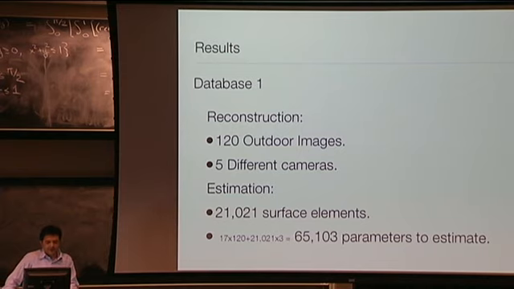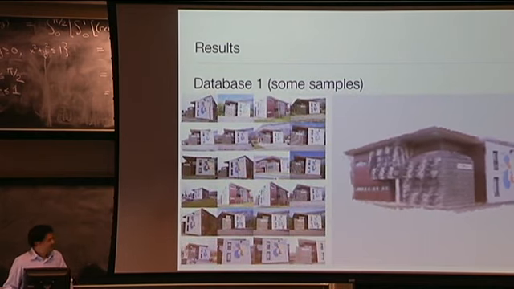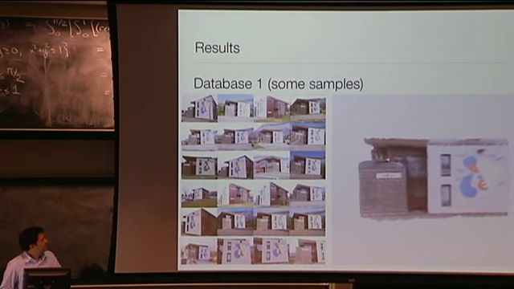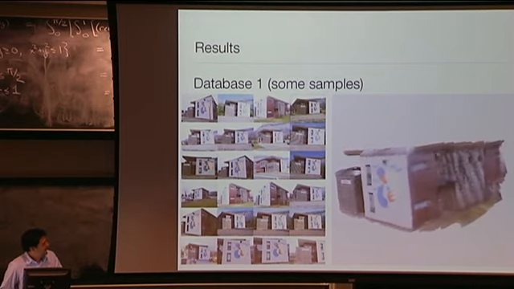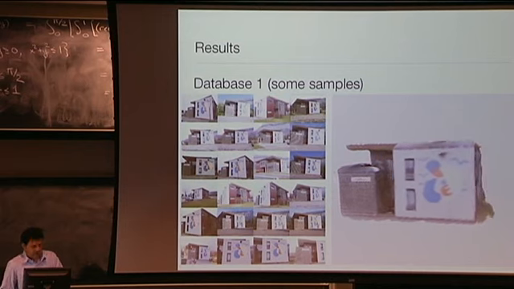For testing purposes, we compiled two databases of outdoor images. The first one is composed of 120 outdoor images, 5 different cameras, and for the estimation, we use 21,000 surface elements and around 65,000 parameters to estimate in this case. Here we can see the first database, some samples, and the 3D reconstructed model.